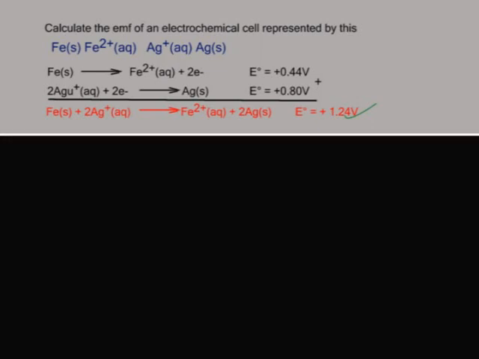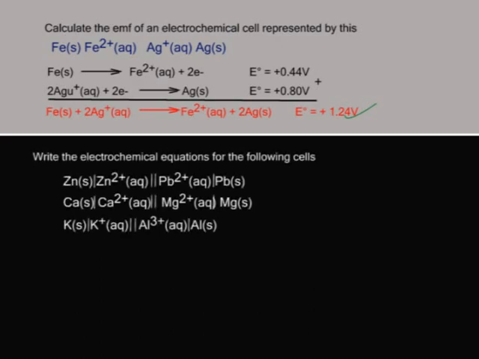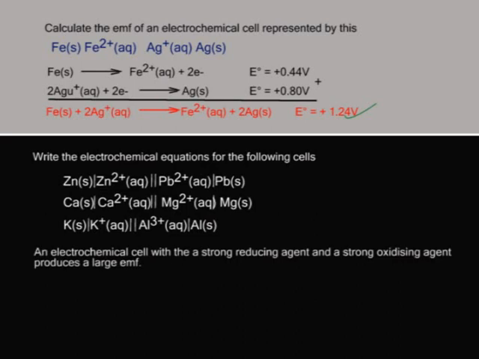Now for your own assignment, write the electrochemical equations for these cells. That means you will have to calculate the electromotive force for these cells. What I've given you there are the cell diagrams. Now, from what we've just done, it is clear that an electrochemical cell that produces the largest EMF is that which constitutes a strong reducing agent and a strong oxidizing agent. When the electromotive force of an electrochemical cell is negative, the reaction is unlikely to occur, and this is used to predict whether a reaction will occur or not.